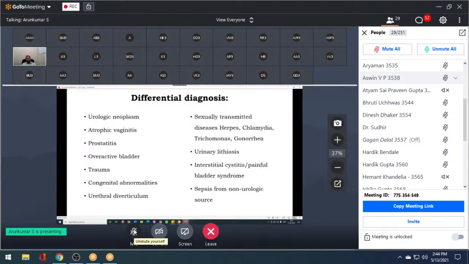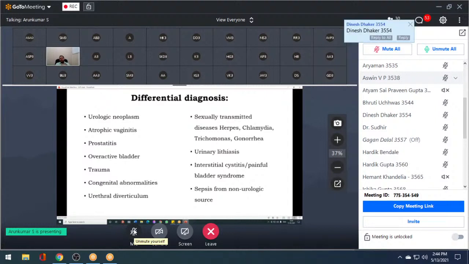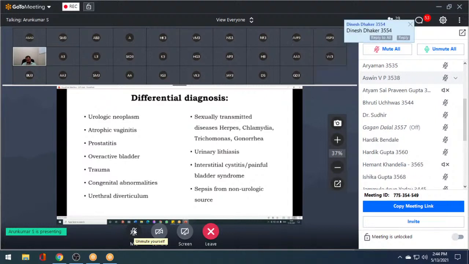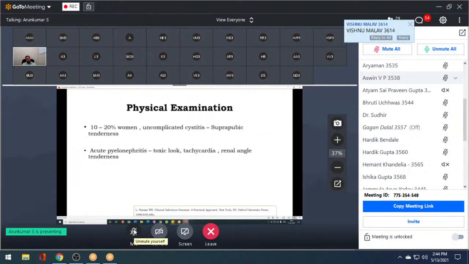These symptoms can also be seen in patients who have prostatitis, diverticula, or sexually transmitted infections. And we may have to diagnose UTI by means of a urinary examination in order to confirm it and to rule out these differential diagnoses.